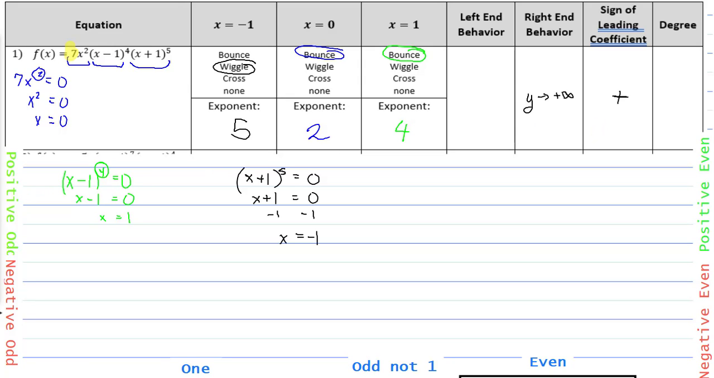The degree comes from adding up all of these exponents. So 5 plus 2 is 7, plus 4 gives me the 11th. And so, because this is odd, the left is going to be opposite to the right. Because that's odd, this is opposite.